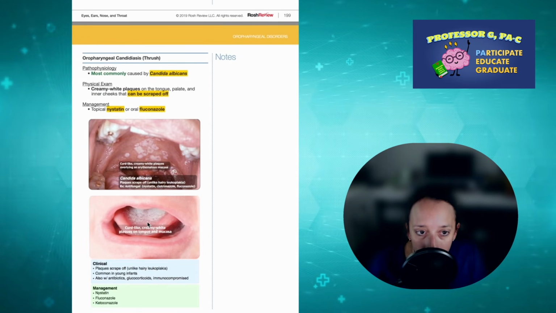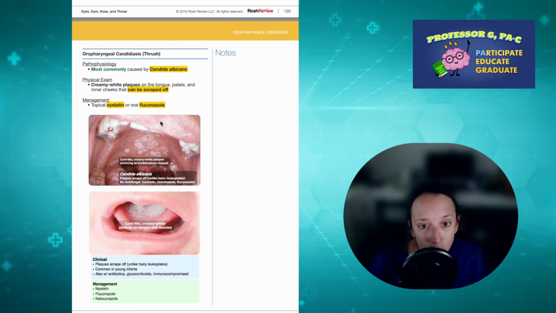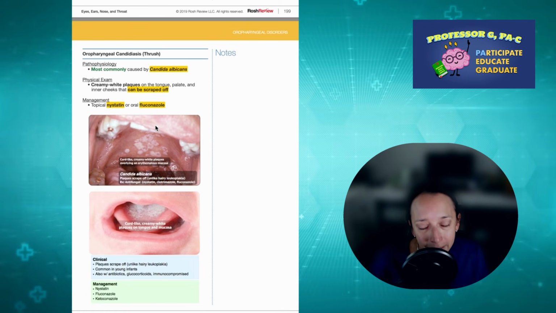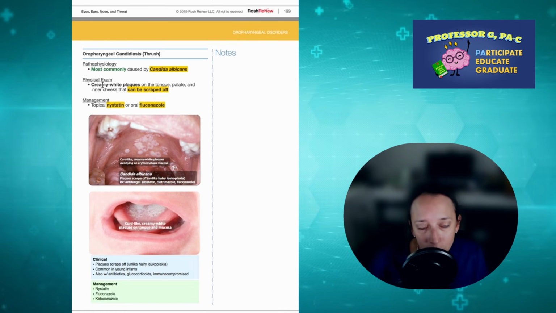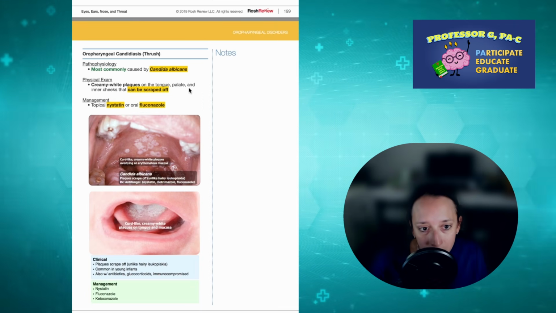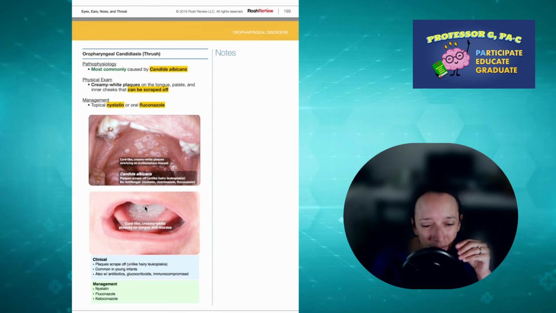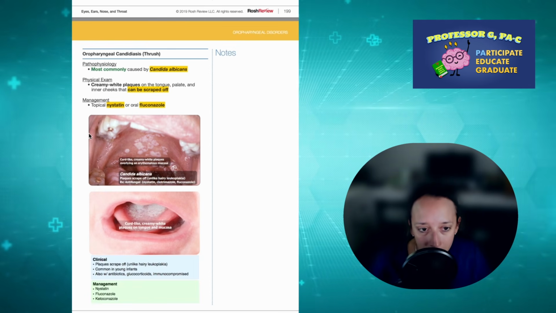All right, oropharyngeal candidiasis or thrush. This is commonly caused by Candida albicans. Remember, Candida can cause diaper dermatitis. It can cause esophagitis. It can cause intertrigo underneath the skin folds. And in the mouth, it can cause what we call thrush. And it's going to present as creamy white plaques on the tongue and the palate and the inner cheeks, and it can be scraped off with a tongue depressor. And usually underneath, they'll have a little bit of redness or friability underneath it.